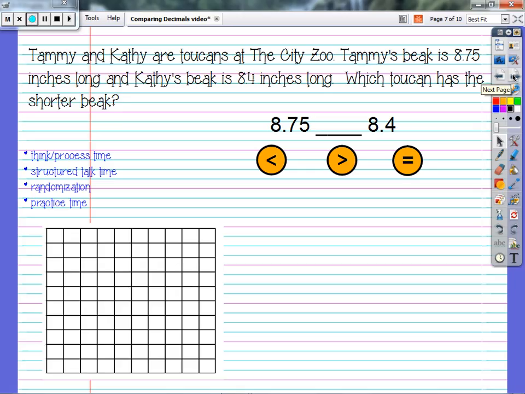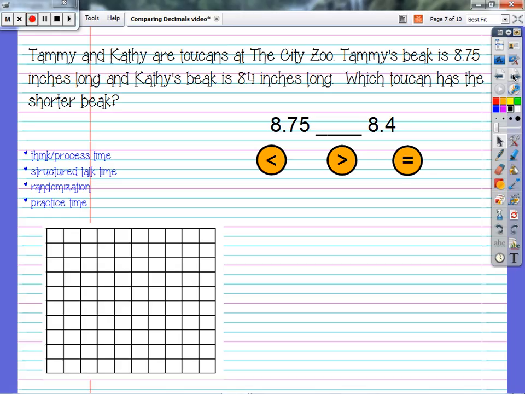Okay, now we're going to practice one where the students are going to work it out with a partner. So what I would do here is, of course, have one of the students read the problem. So here the problem reads, Tammy and Kathy are toucans at the city zoo. Tammy's beak is 8 and 75 hundredths inches long, and Kathy's beak is 8 and 4/10 inches long. Which toucan has the shorter beak?